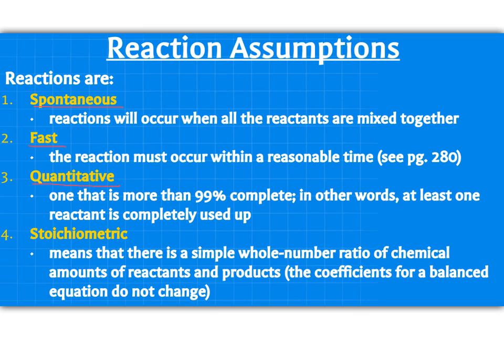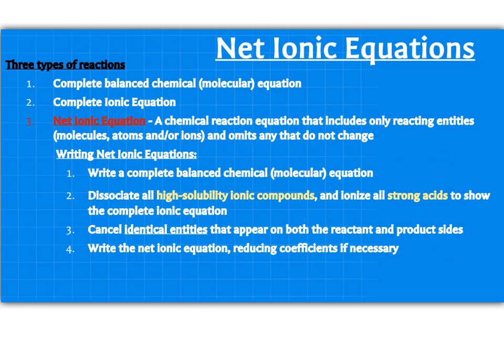The fourth assumption is that it will be stoichiometric. And stoichiometric means that we are able to compare the products and the reactants using simple whole number ratios. And that's the coefficients that we use to balance our chemical equation.